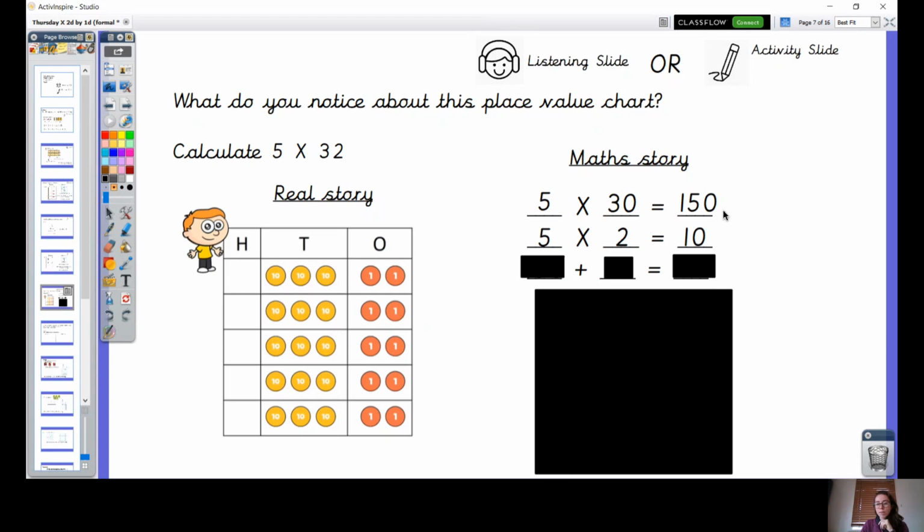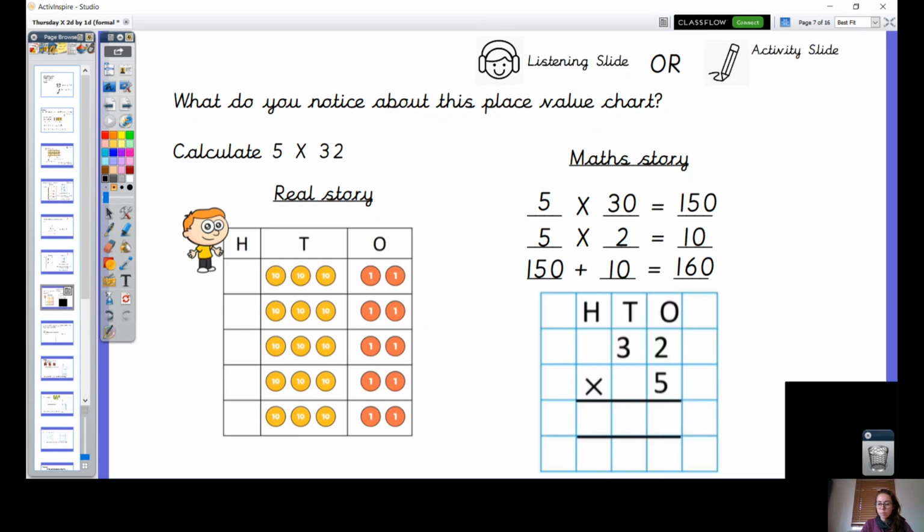Now, next part, I just need to add my totals. So I've got 150, add 10 is 160. Now, that was the partitioning way, wasn't it? Let's now look at the other ways of doing it.